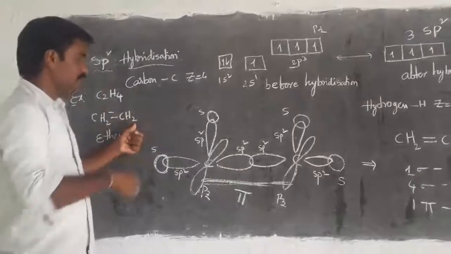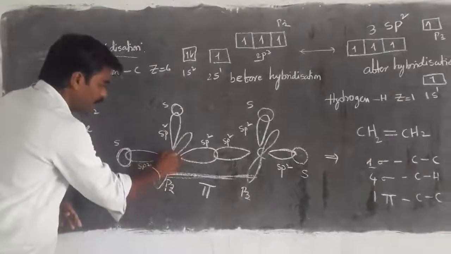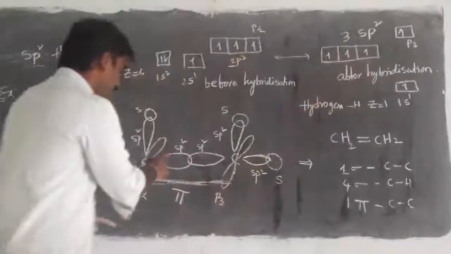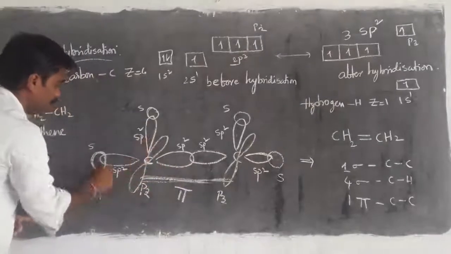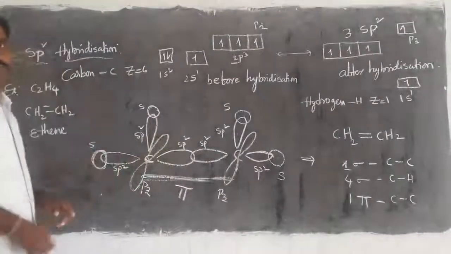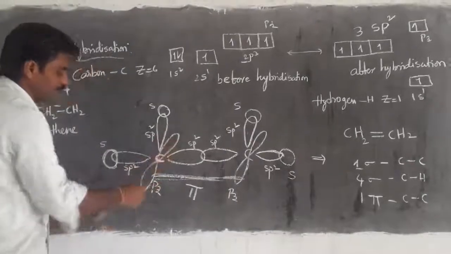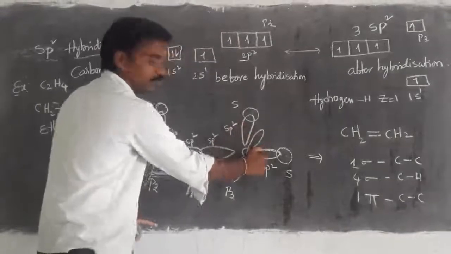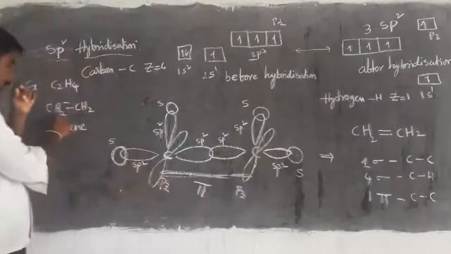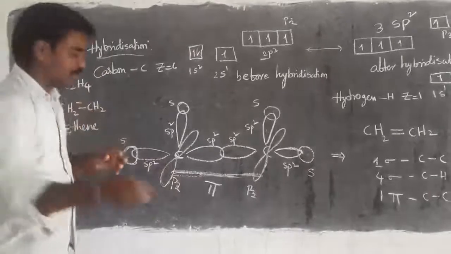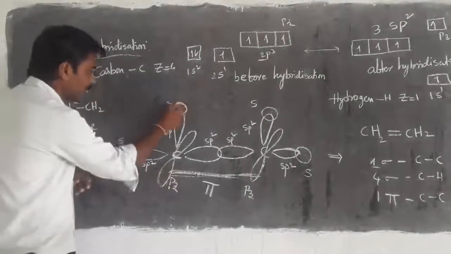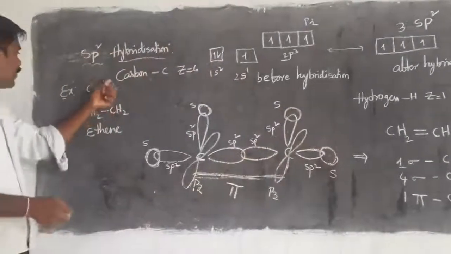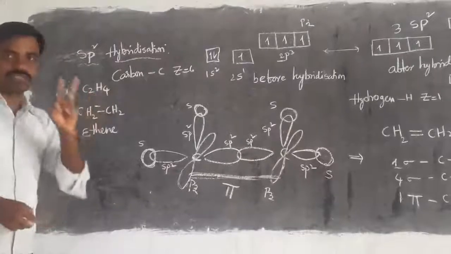Right, children? If you take the carbon in the middle, it has three hybridized orbitals: 1, 2, 3. If you see the names, sp2, sp2, sp2, and one unhybridized, pz. Same for the next carbon: sp2, sp2, sp2. Right, children? Then each carbon is attached with hydrogens. First hydrogen, second hydrogen, third hydrogen, and fourth hydrogen. The total number of hydrogens is 4 and the total number of carbons is 2.